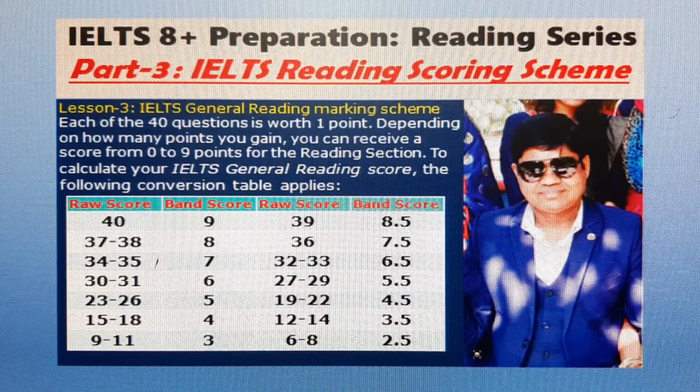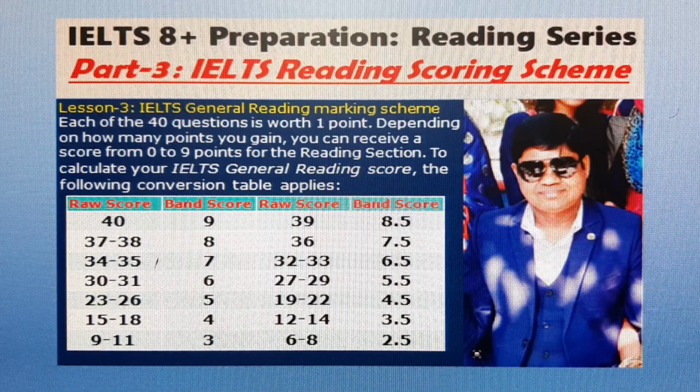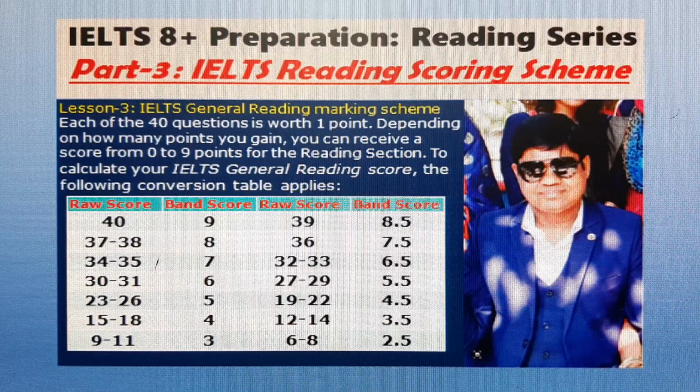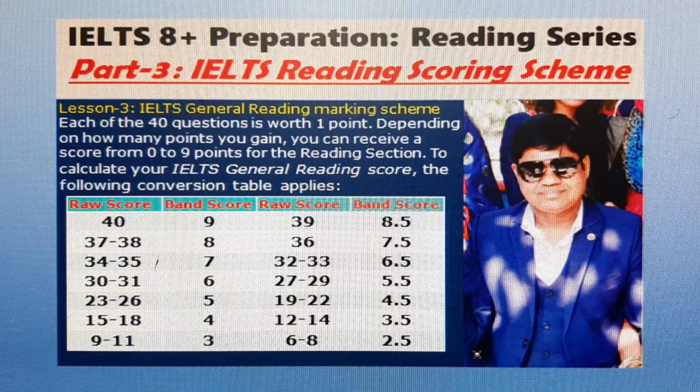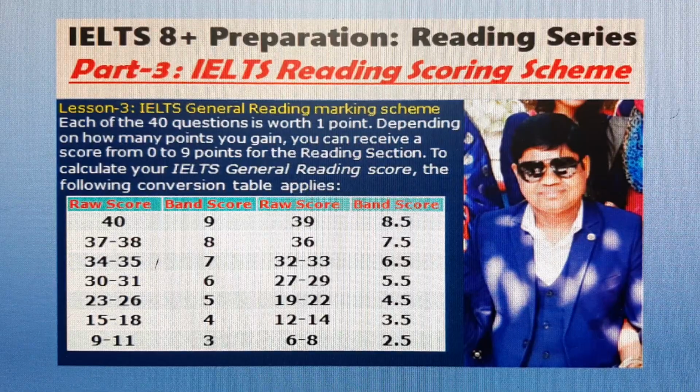Raw score 30 to 31, band score 6. In IELTS General Training Reading, when your raw score is 27 to 29, your band score will be 5.5. Raw score 23 to 26, band score 5. Raw score 19 to 22, band score 4.5.